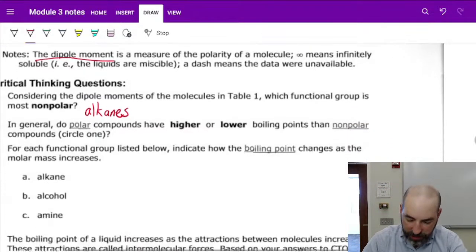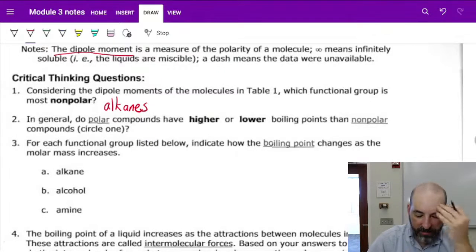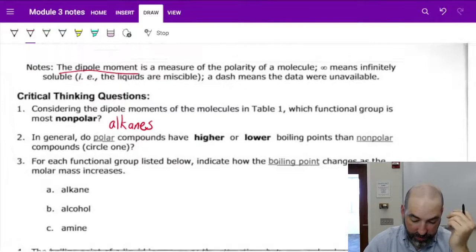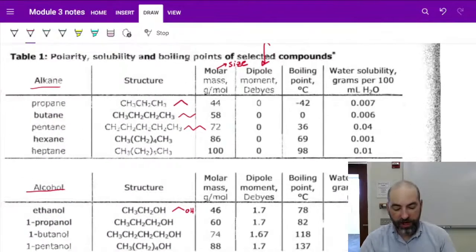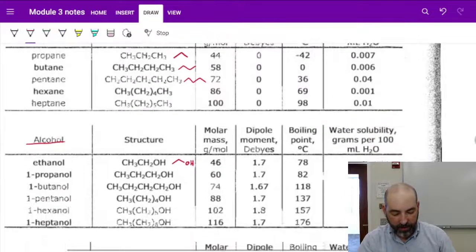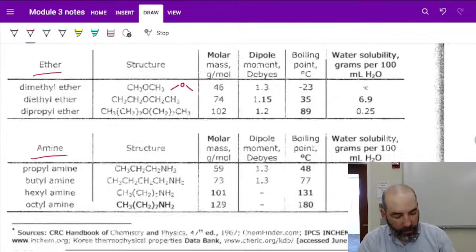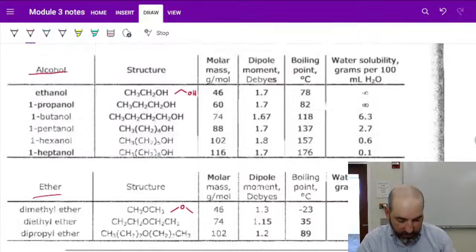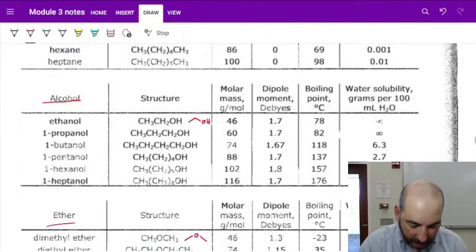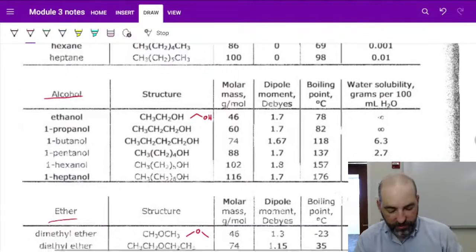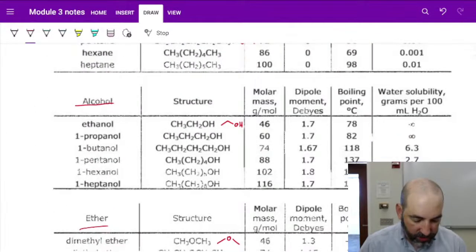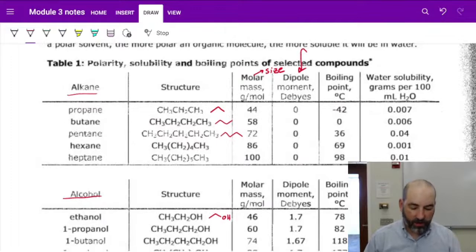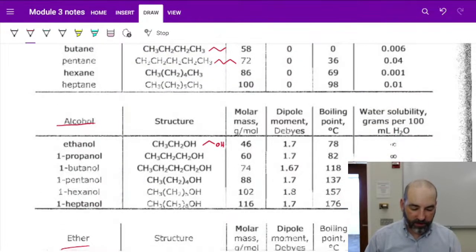All right, next question. In general, do polar compounds have higher or lower boiling points than nonpolar compounds? So we're going back to the table, and we say, okay, well, this one's totally nonpolar because it's all 0. And then these other ones seem to be somewhat polar because they're not 0. We don't know really how high is high, but we know they're definitely higher than 0. So let's call these our nonpolars and call these other ones polar ones. In general, do these have higher or lower boiling points than the first group?